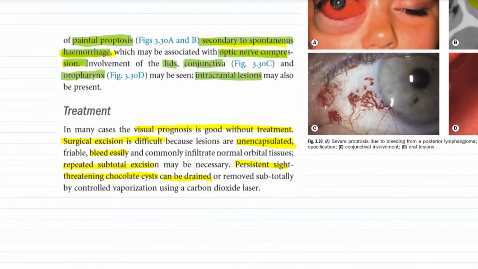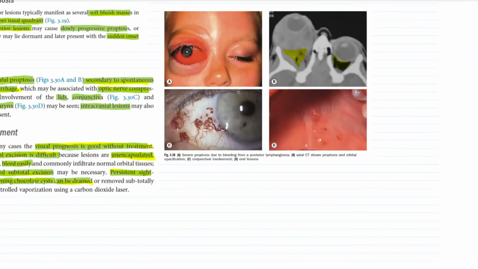Treatment. Visual prognosis is good without treatment. Surgical excision is difficult because lesions are unencapsulated. They bleed easily, are friable, and commonly infiltrate normal orbital tissues, so repeated subtotal excision may be necessary. Persistent sight-threatening chocolate cysts can be drained or removed subtotally by controlled vaporization using a carbon dioxide laser.